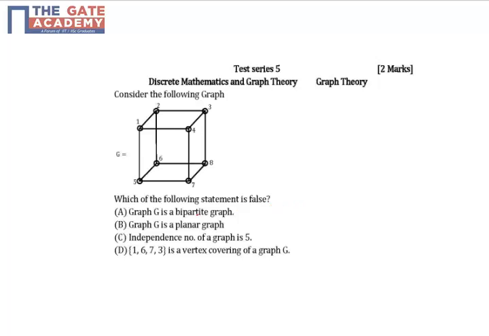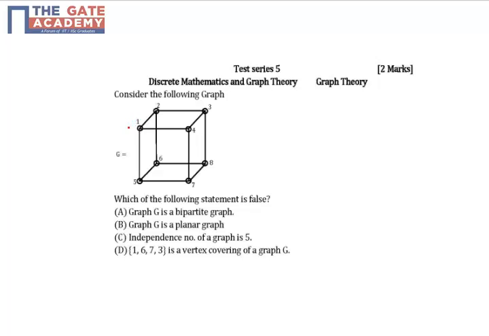The simplest way to determine whether a graph is a bipartite graph is by verifying whether its chromatic number is 2. That is, if the graph's vertices can be colored using only two different colors, such that no two adjacent vertices have the same color. So let us check if this graph can be colored using just two colors.